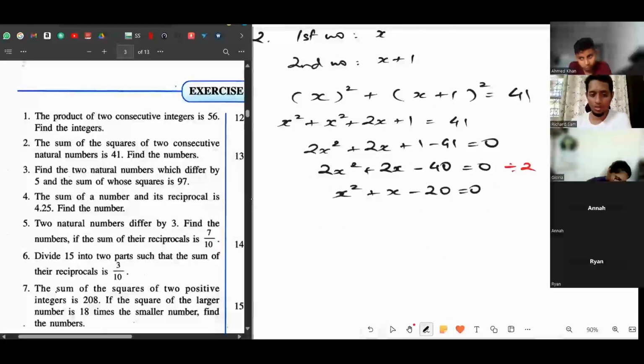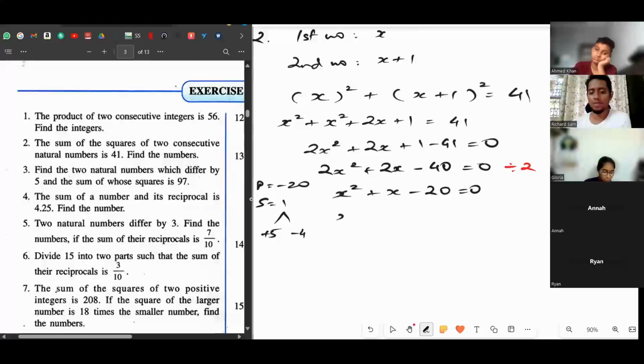Okay. So the sum is the coefficient of x, that is 1. And the product is 1 into minus 20, that is minus 20. So your two numbers here will be what? One has to be plus, one has to be minus, because the product is negative. So what can we add? 5 minus 4, right? 5 minus 4 is 1, and plus 5 into minus 4 is minus 20. So you have x square plus 5x minus 4x minus 20 is equal to 0.